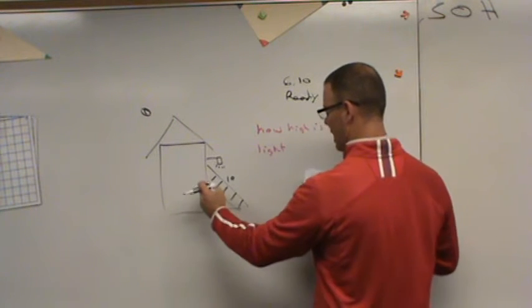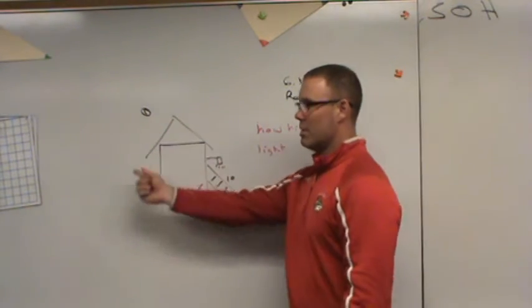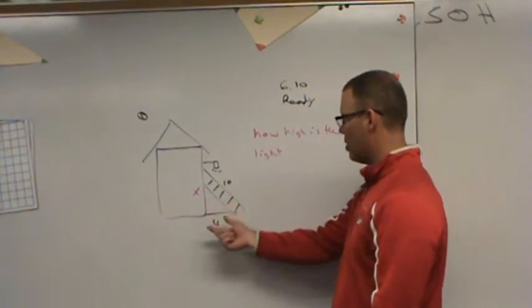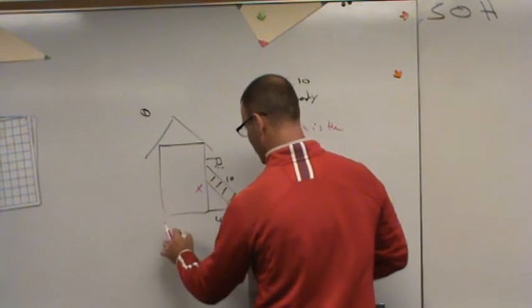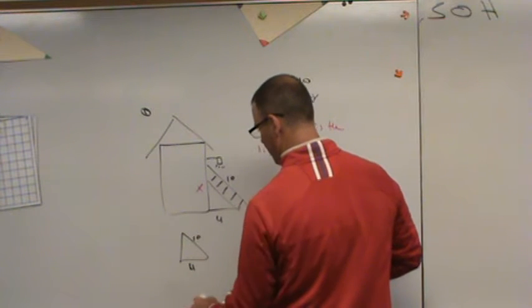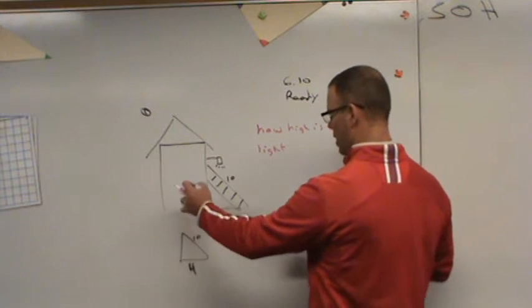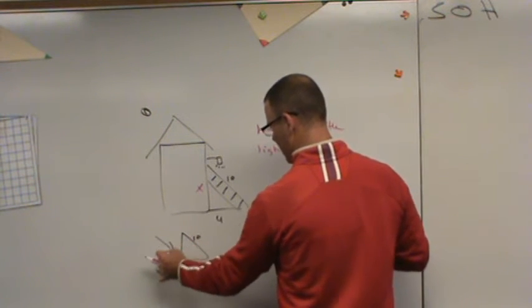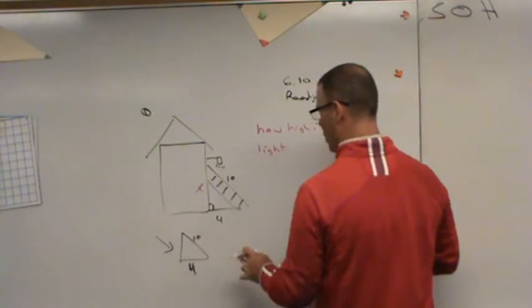Well, how high is the light is going to be represented by this. So instead of looking at it as a picture of a building and a ladder and all that, look at it more or less now as a triangle. If I look at it from a triangle standpoint, it's a triangle with sides of 10 and 4. And when I do that, I'm looking for this side right here, which is a leg. So in order to do that, what do I need to use?